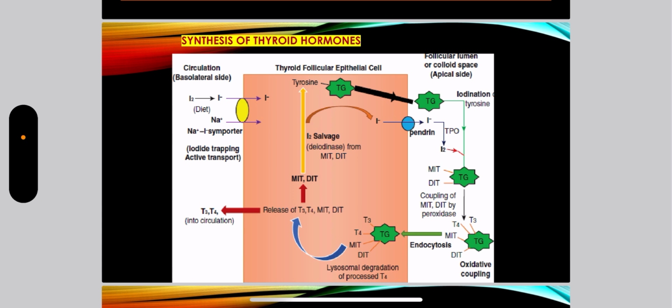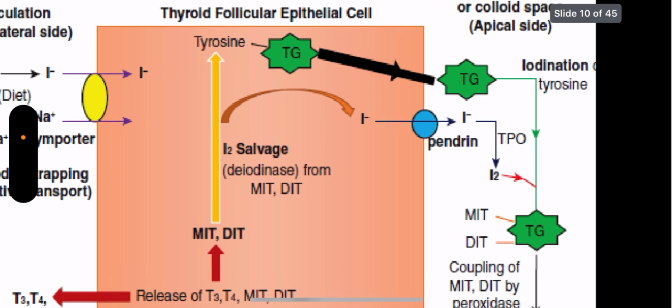Once iodide enters, it has to be shifted towards the lumen of the follicular cell. We had talked about this in the previous class, that there is presence of epithelial cells and there is follicular lumen. So from circulation, iodide enters into the follicular epithelial cell, and from the epithelial cell, it has to be inside the lumen of the follicle. So it enters from epithelial cell into the lumen. You can see here.